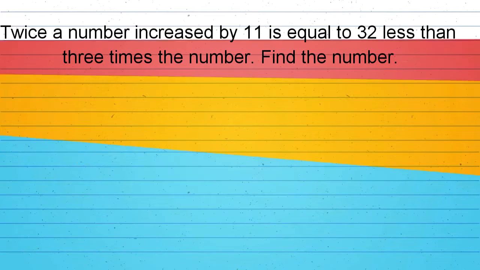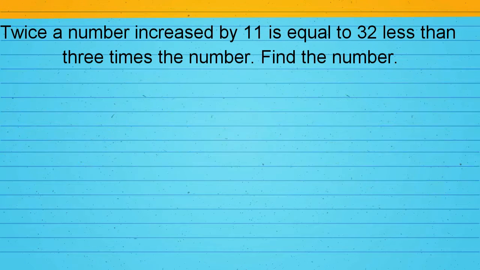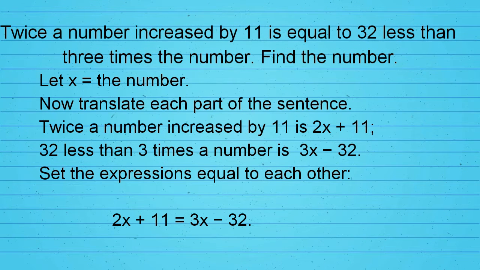Let us begin with easy word problems. Easy problem number 1. Twice the number increased by 11 is equal to 32 less than 3 times the number. Find the number. So let x be the number.